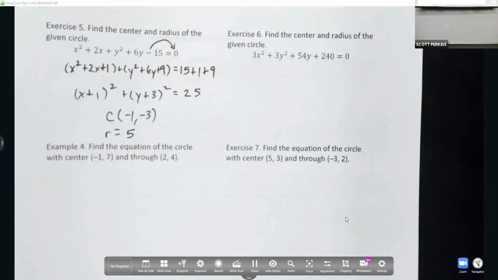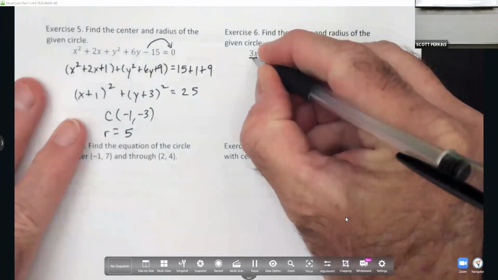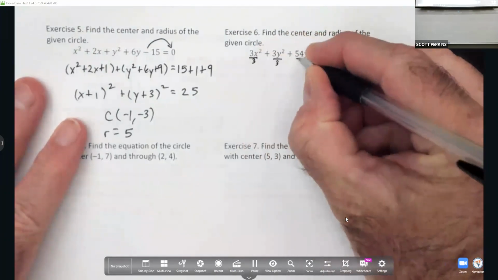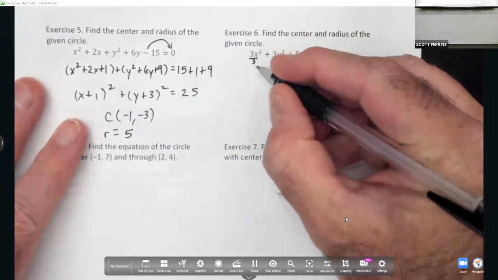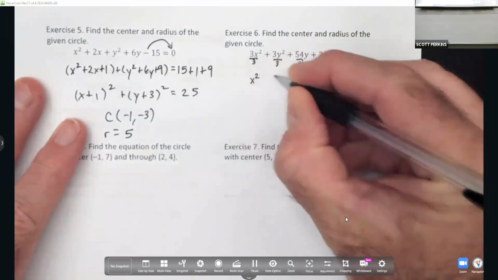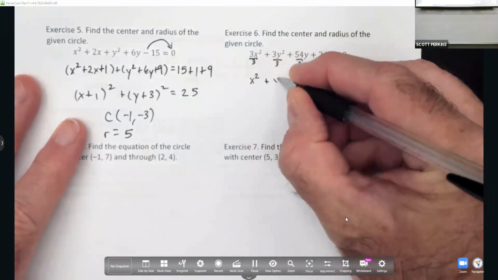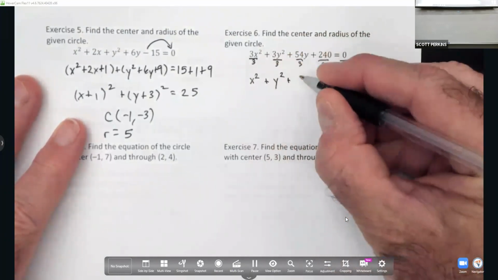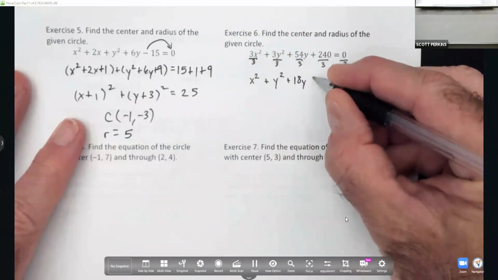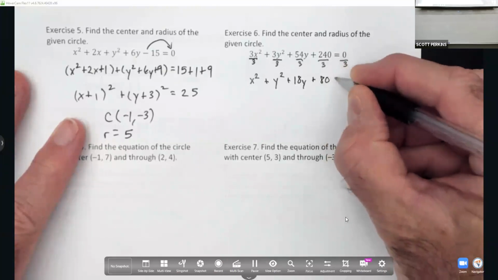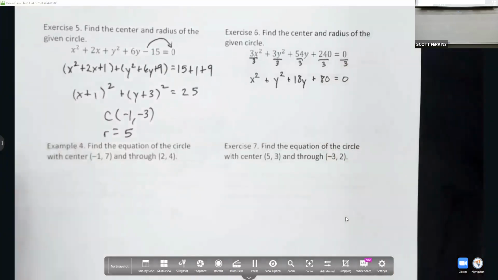I wouldn't expect that any of you had a problem with this, but I just want to make sure we're all dealing with the same numbers. So I'm just going to go through, I'm dividing every single term by 3. And so 3x squared divided by 3 is x squared. 3y squared divided by 3 is y squared. 54 divided by 3 is 18y. And then 240 divided by 3 is 80. And 0 divided by 3 is 0.